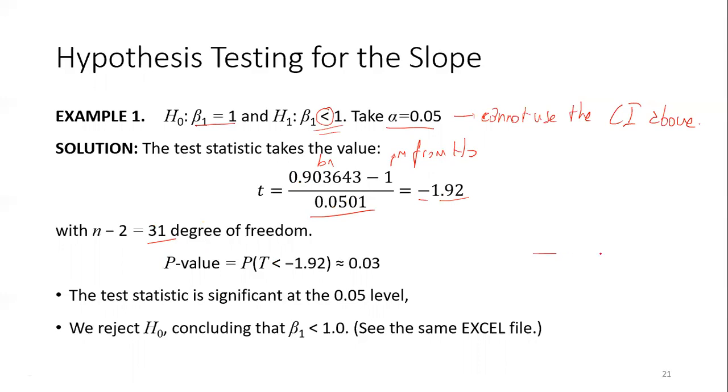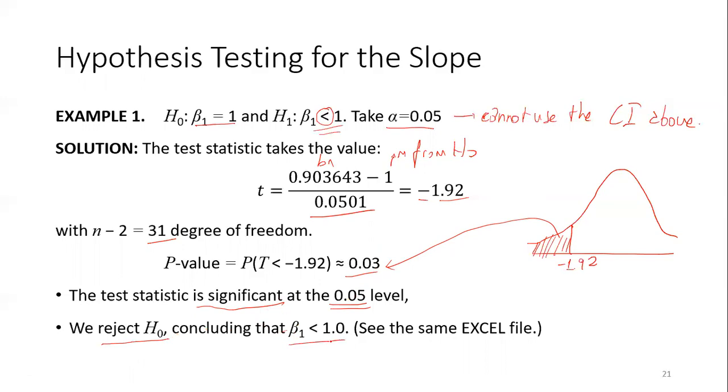So it looks something like this. This is the t distribution, and I have minus 1.92. To the left of this, what is the area? It turns out the area is 0.03. So what does this mean? At the alpha 0.05 level, this statistic is significant. What does it mean? You can reject the hypothesis. We reject H0 and you can conclude that beta 1 is in fact smaller than 1.